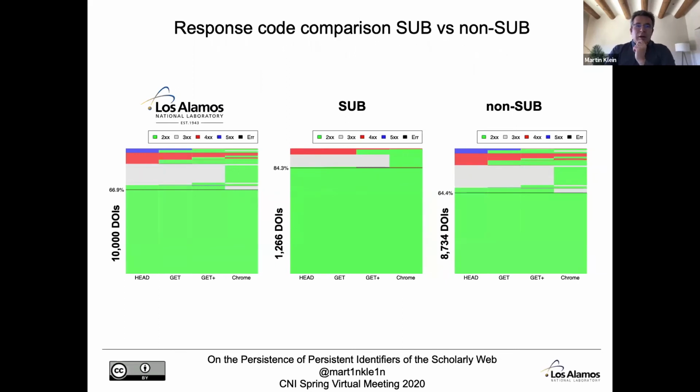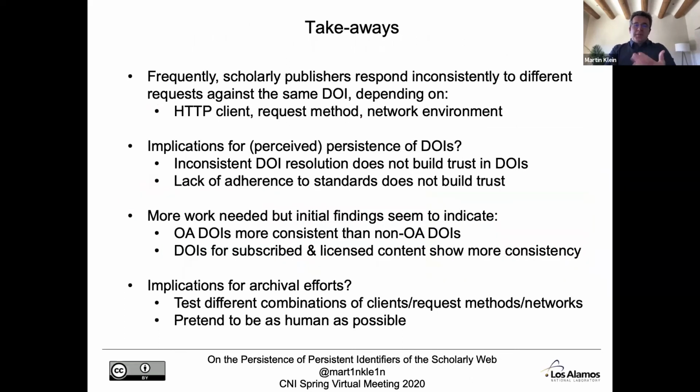So what does this mean? How can we sum this topic up, and how can we try to move forward? I think we have shown solid indicators that scholarly publishers indeed frequently respond inconsistently to different requests against the same DOI. The responses, rather, seem to depend on the HTTP client used, on the HTTP request method used, and also on the network environment from which these requests are made.